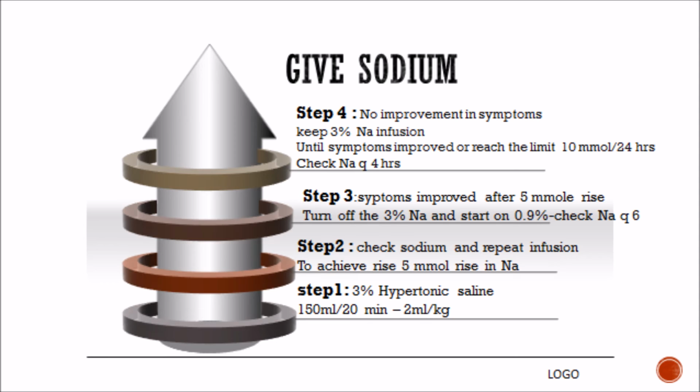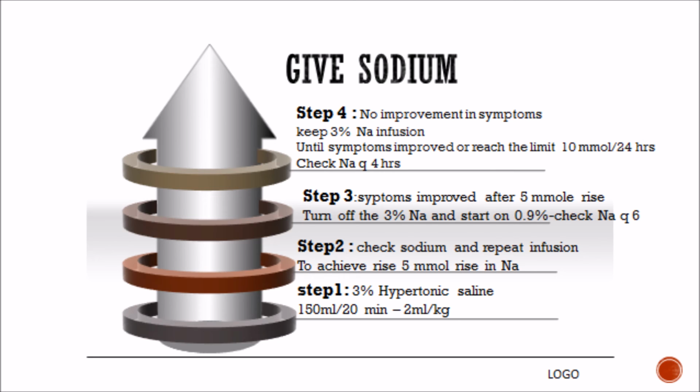After that, you have to check the sodium and repeat this infusion again to achieve a rise of 5 millimoles of sodium. After you raise this 5 millimoles, you have to check if there is an improvement in the symptoms. If the patient's symptoms improved after the 5 millimole rise, you stop the 3% infusion and you start the patient on 0.9% normal saline, and you keep checking the sodium every 6 hours.